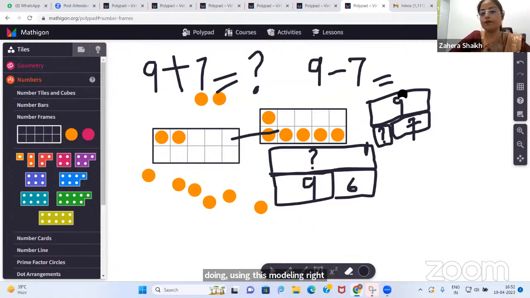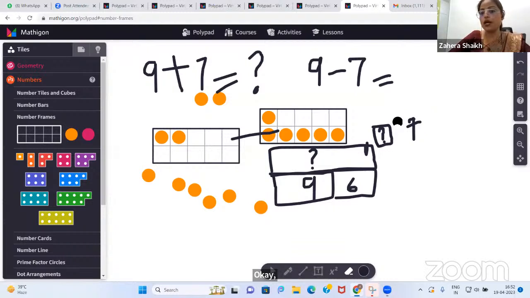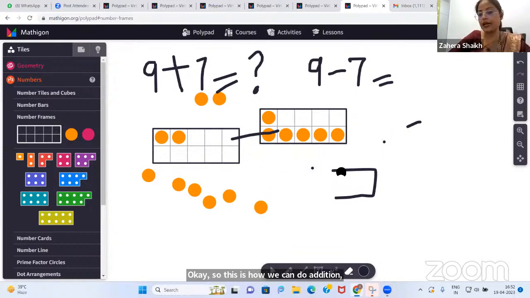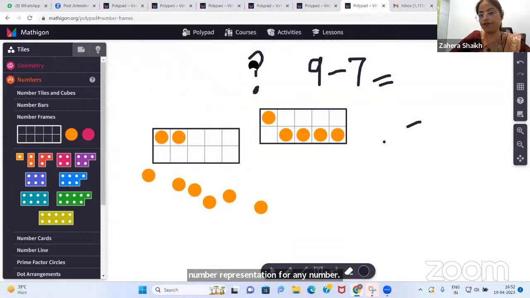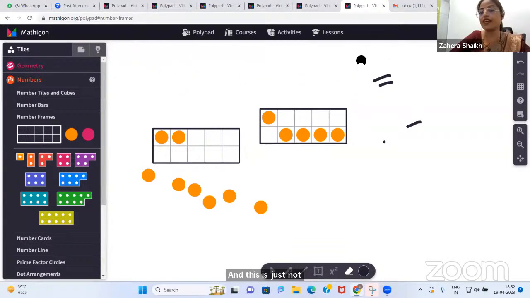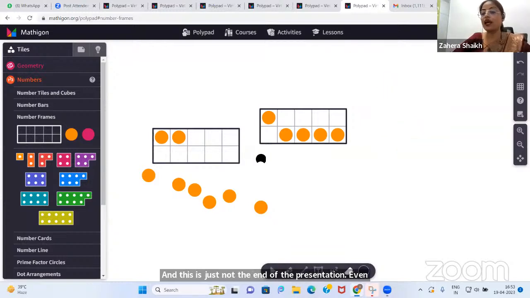Okay, so this is how we can do addition, subtraction, or number representation for any number. And this is not the end of the presentation. We can even ask them to compare the numbers as well as arrange the numbers in ascending and descending order, right? So there are a lot of things we can do.